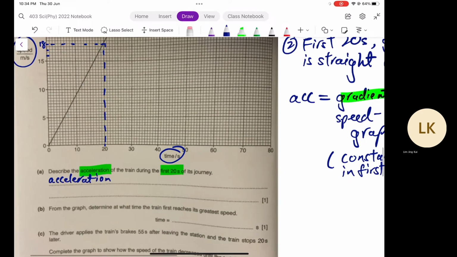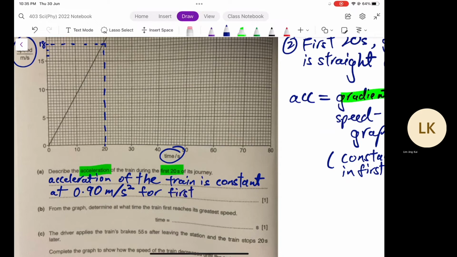So I will now craft the answer. Acceleration of the train is constant, and this is the very basic level of answering. Okay, but I would like you to upgrade your standard. So you should actually put in the exact value at which the acceleration is at. Okay, so acceleration of the train is constant at 0.90 meters per second squared for the first 20 seconds.